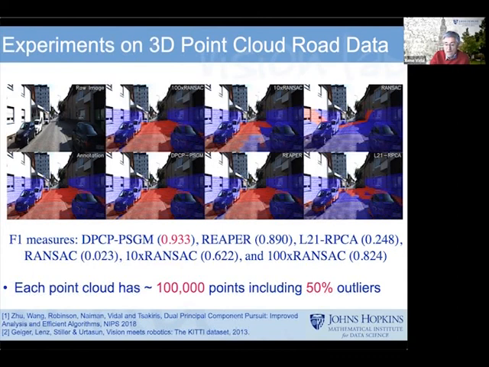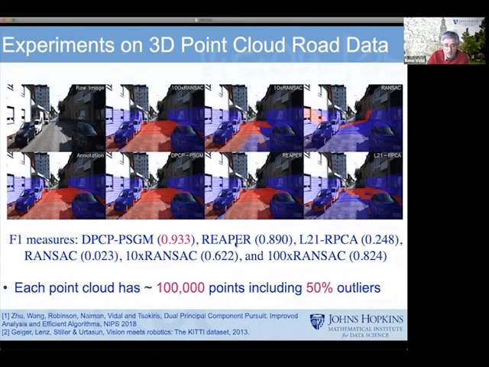then across all possible thresholds, that's what this F1 measure is trying to compute. And so it's the area under the curve, and the larger, the better. So if you had an area of 1, then you would be doing a perfect job. So the numbers here therefore show that the DPCP method that we have developed based on projected subgradient gets 0.93, while other methods that I mentioned, the REAPER, the low rank plus sparse style decomposition, is actually 0.2, so it's much worse.